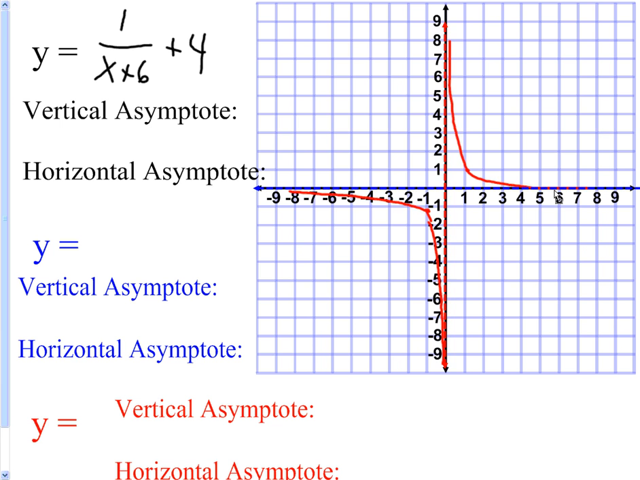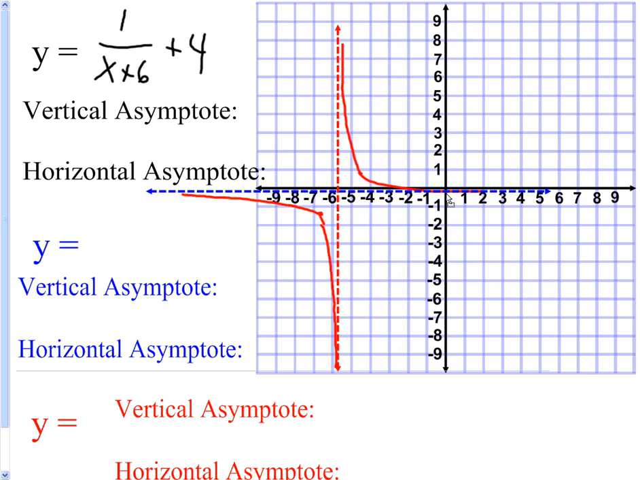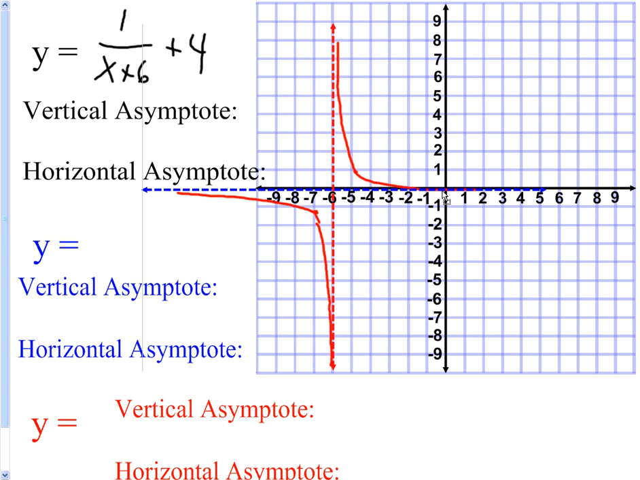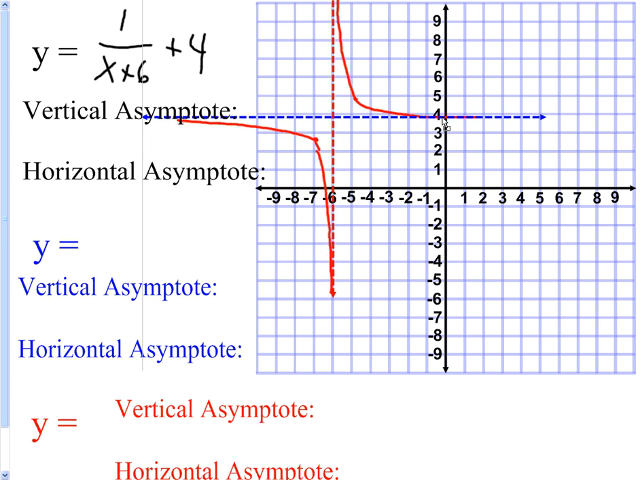Now, if I want to do this one, what is the plus 6 in my problem there? What is that going to do? Left 6. What does the plus 4 do? Up 4. 1, 2, 3, 4. And that's all there is to it. The whole parent will move that way, and you're done.